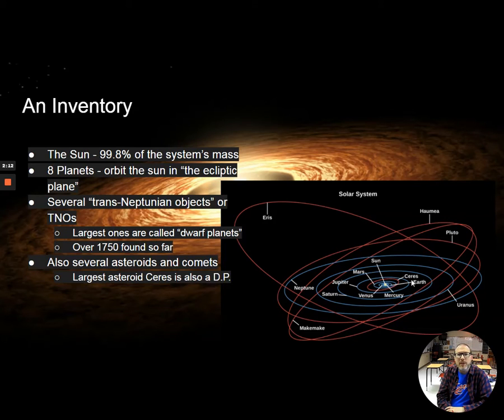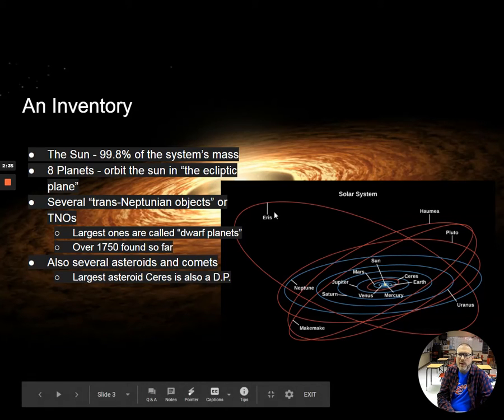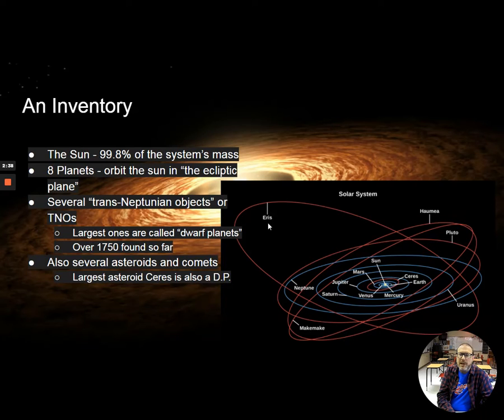In addition to the planets, we have discovered close to 1,800 what are called trans-Neptunian objects, or TNOs, orbiting outside the range of Neptune. Some of the largest ones we've come to call dwarf planets. Of course, Pluto is the first one of those that was discovered, but there are several others, such as Haumea, Makemake, Eris, and numerous others either waiting to be discovered or that are not as large as these. We call them dwarf planets, and Pluto belongs to them now.